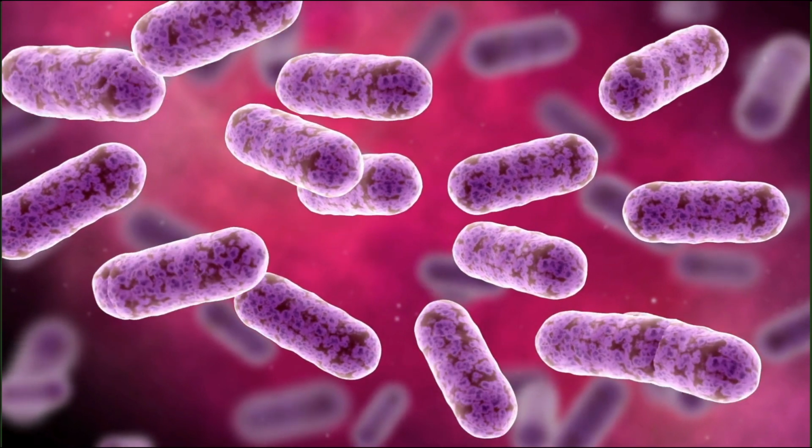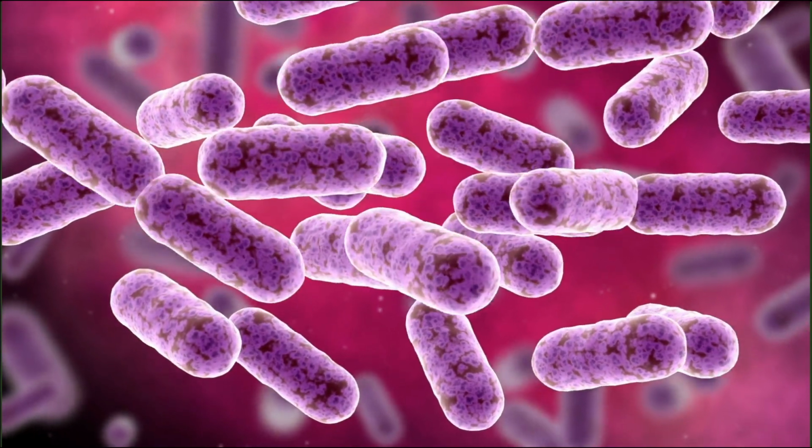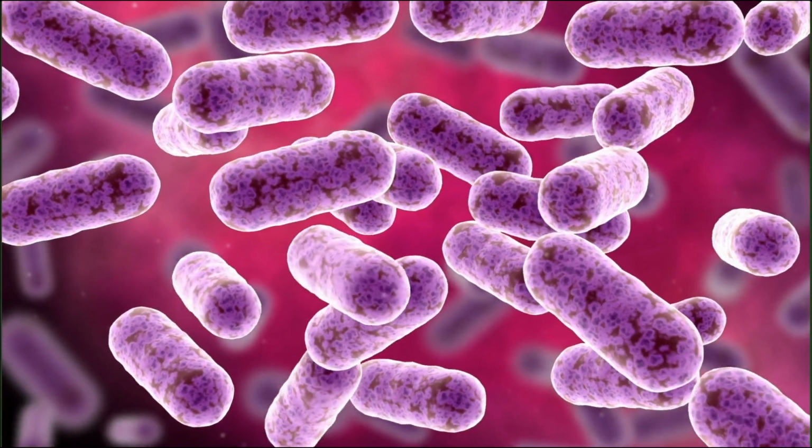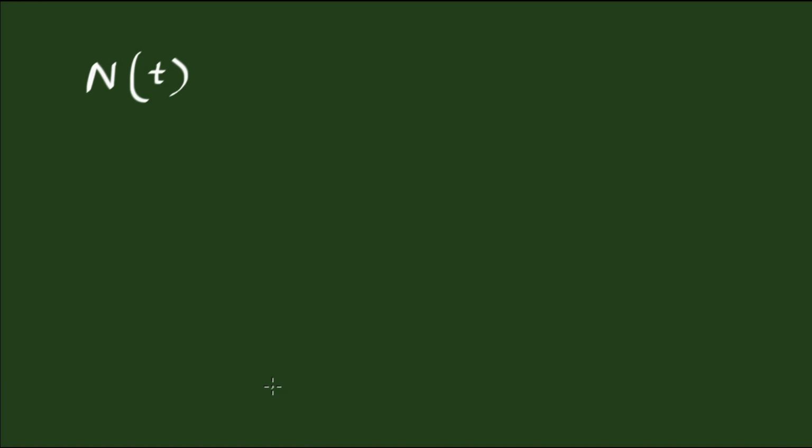So the number of new bacteria that are formed per unit time is proportional to the number that are already there. In other words, the rate at which the number is changing, dn by dt, is proportional to the number of bacteria that are present at that instant. So let's say lambda is the proportionality constant and n is the number of bacteria at time t. This is a differential equation because it contains a derivative. Any equation that contains a derivative is a differential equation.